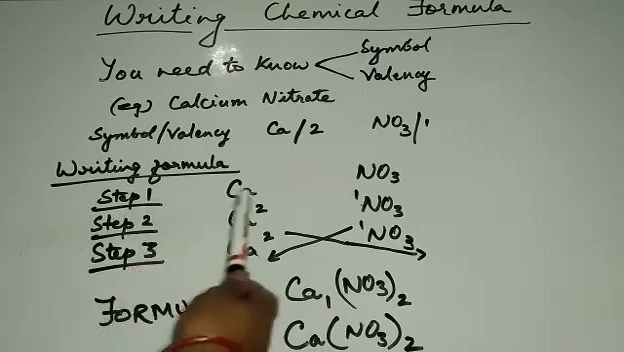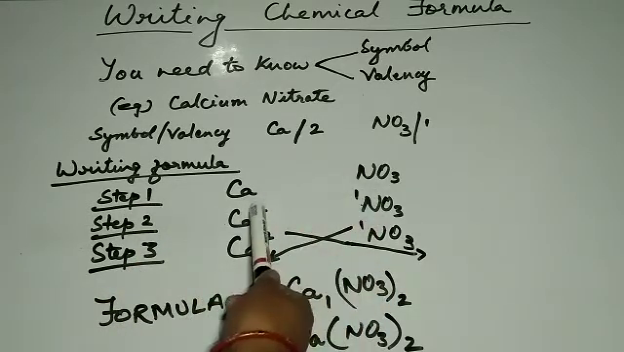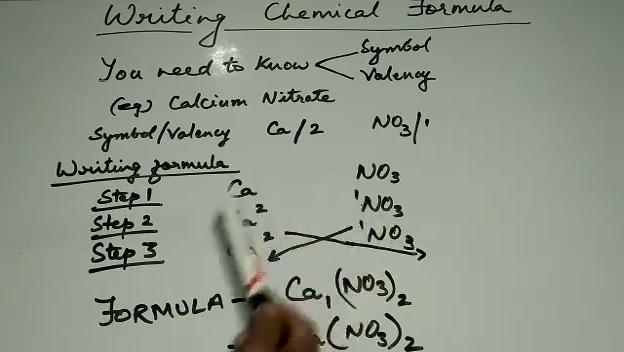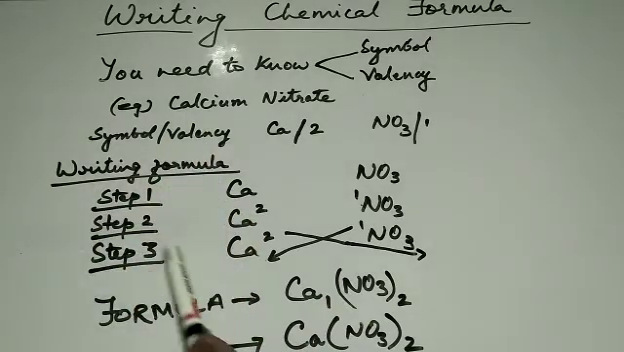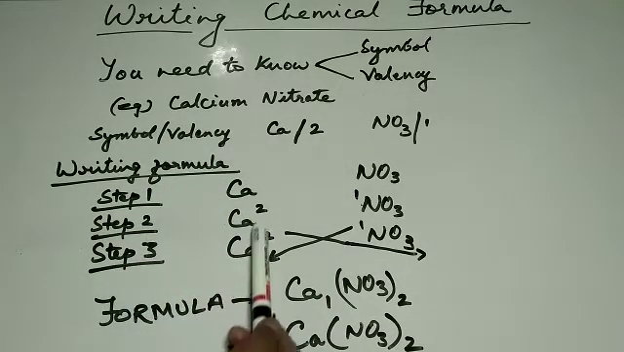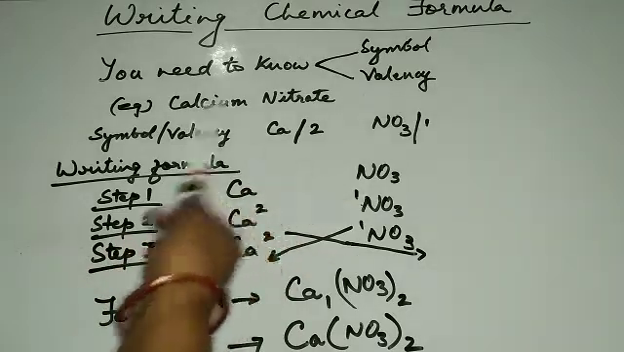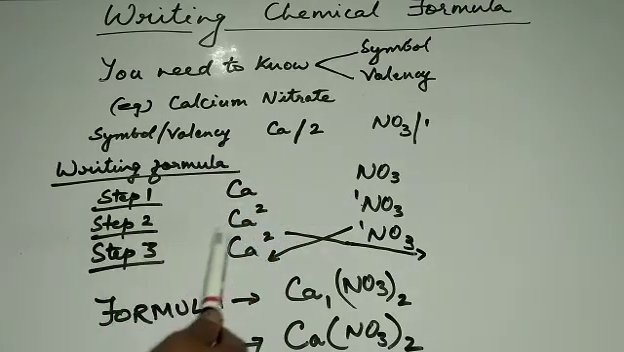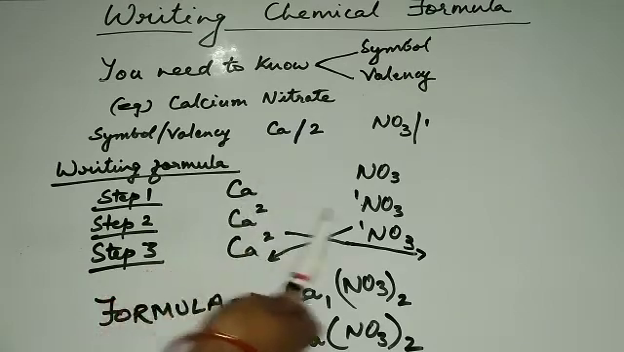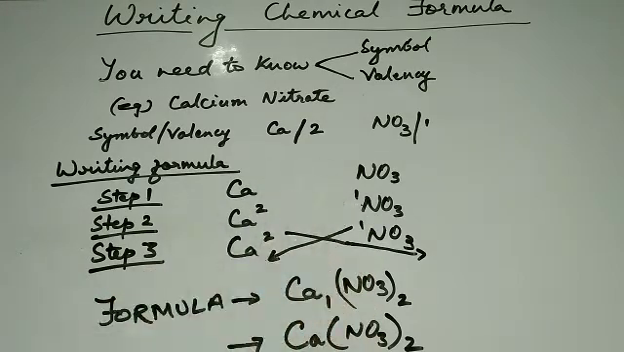In the first step you are going to write down the symbol of the two things that have been given to you in the question. Then in the second step you are going to write the valencies as the superscript. Superscript means what we are writing above. So calcium with the valency and nitrate with the valency.